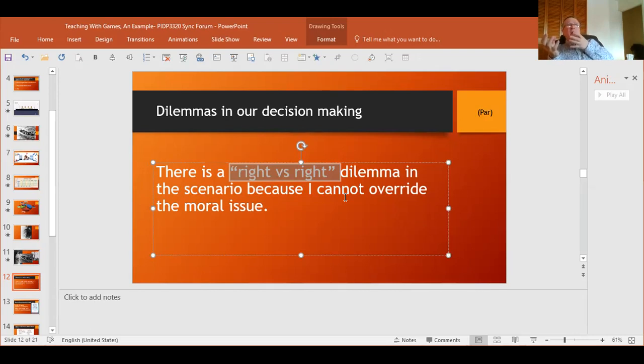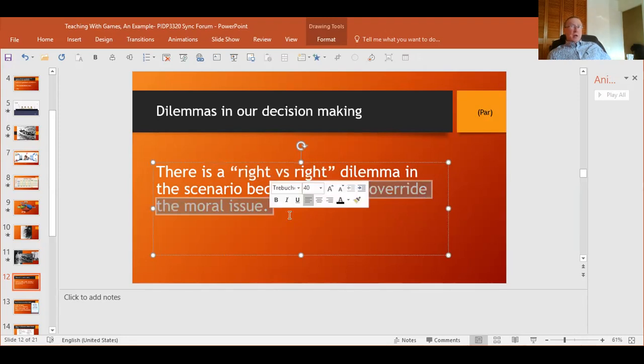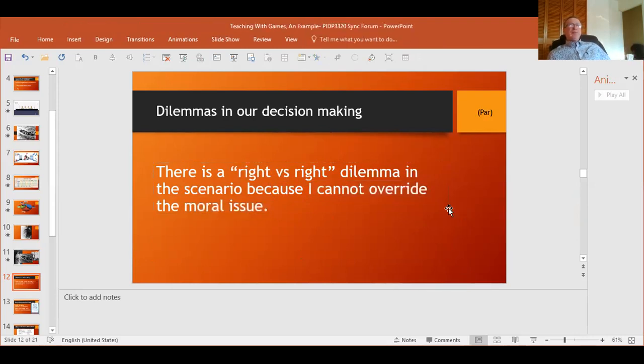You mean actually that both decisions are morally good things to do, right? So you save your mother or you save your child. They are two good things, but you cannot do both. So this is what Kidder calls a right versus right dilemma. And you cannot override the moral issue. In other words, there's no way to get around it. Your moral values are involved, right?